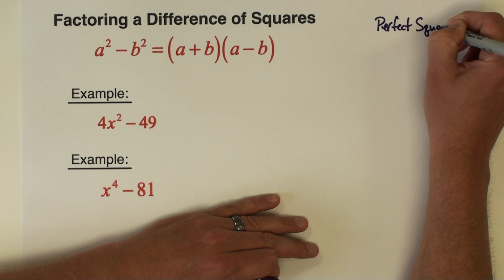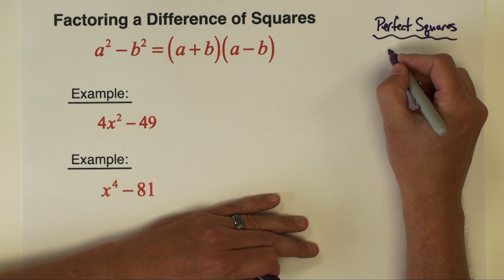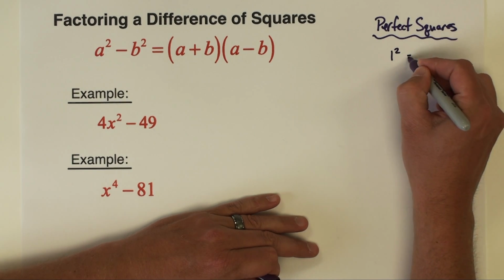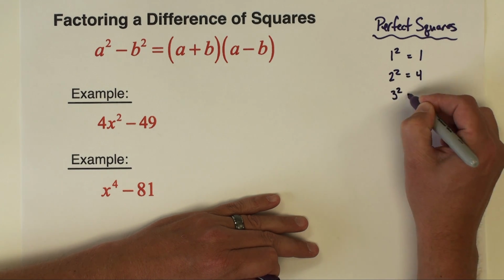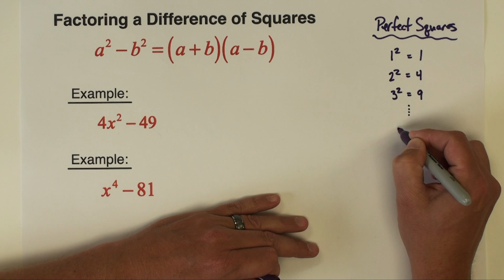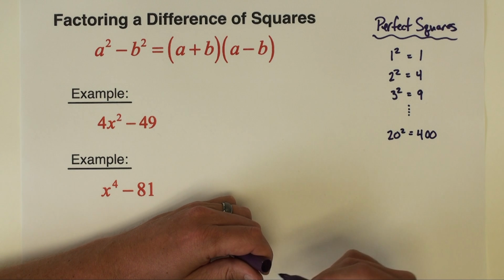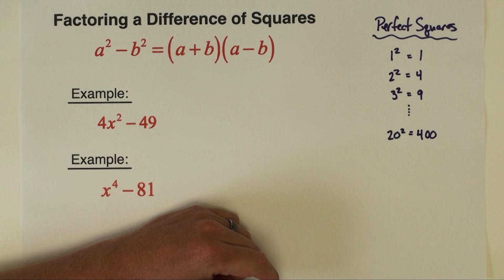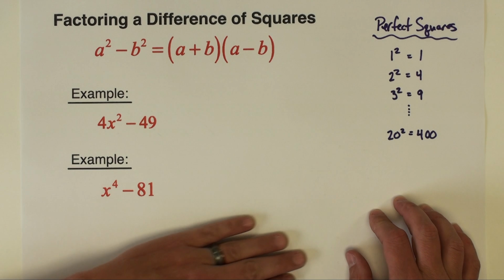Now, in order to do this successfully, it's important to know some perfect squares. I recommend to all of my students to know the perfect squares 1 through 20. So for example, 1 squared is 1, 2 squared is 4, 3 squared is 9, all the way up to 20 squared is 400. I think if you know those first 20 perfect squares, it's going to take care of just about every situation that you're going to run into.